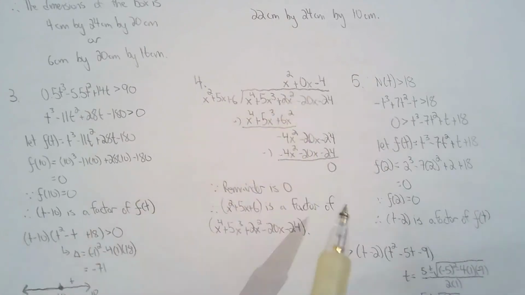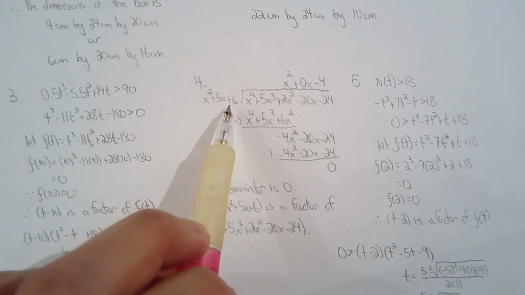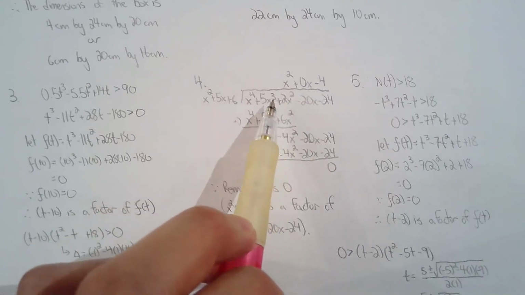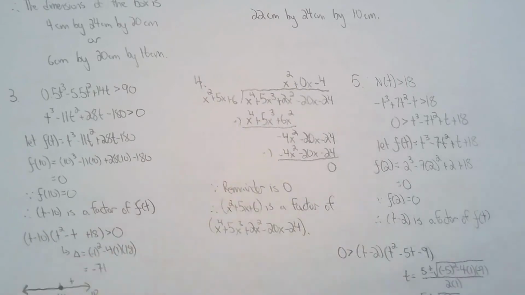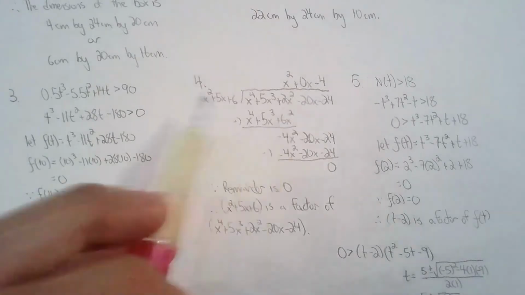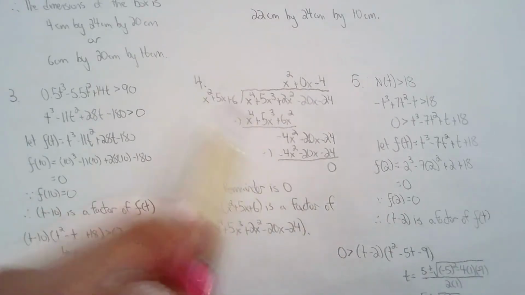I showed you that the remainder is 0, so that means the x squared plus 5x plus 6, the divisor, is a factor. Another way of doing it is showing that each individual factor of this quadratic is a factor of the quartic, which means the quadratic must also be a factor of the quartic. So for example, if I have a number in my head and 4 is a factor of that number and 3 is a factor of that number, 12 must also be a factor of that number, okay? So it's the exact same logic, but instead of with real numbers, we're working with polynomials.